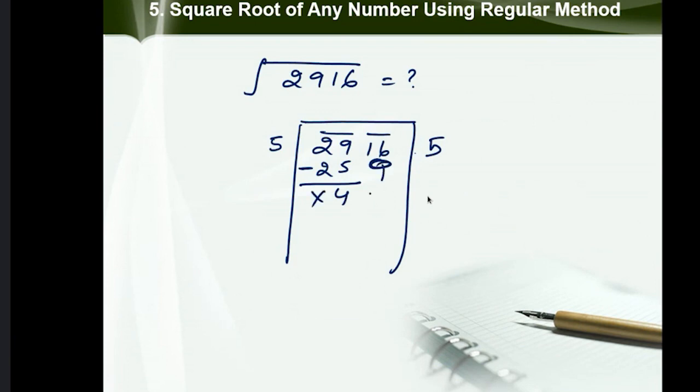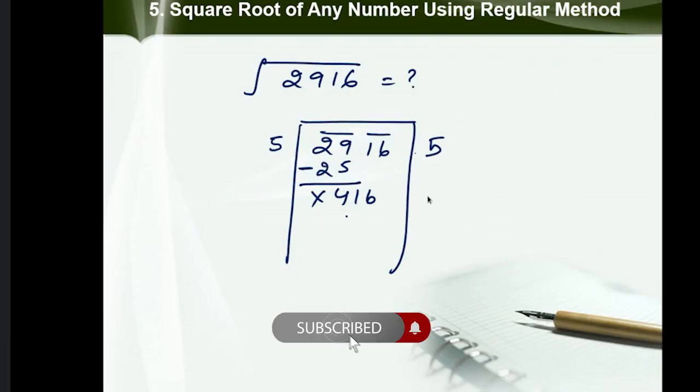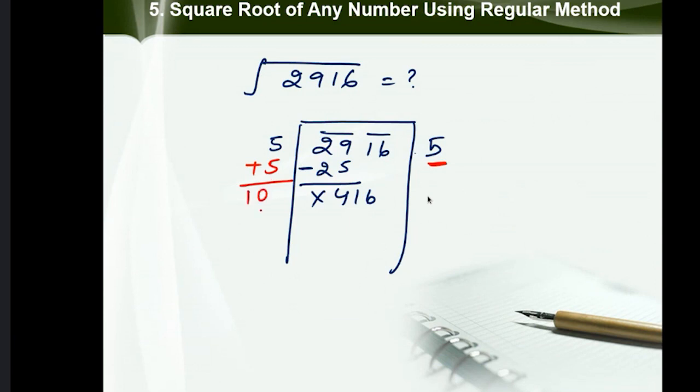Now this value will completely come down here. So now writing 416, not a single digit. That is the reason we made the pairs. Next step is what? Before doing the division, what is the next step? Can you tell me? This quotient will come here and we are going to add it. Now tell me, 5 plus 5 is how much? 10.